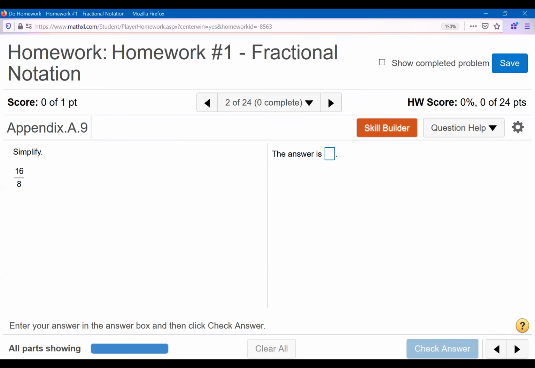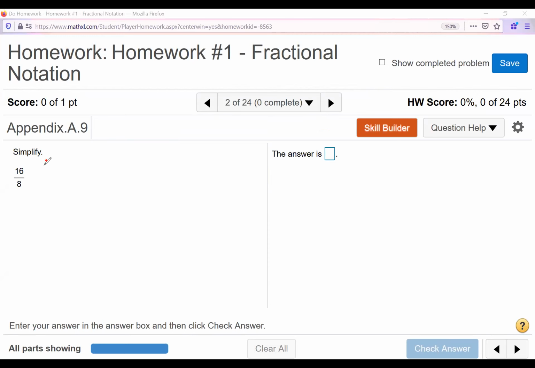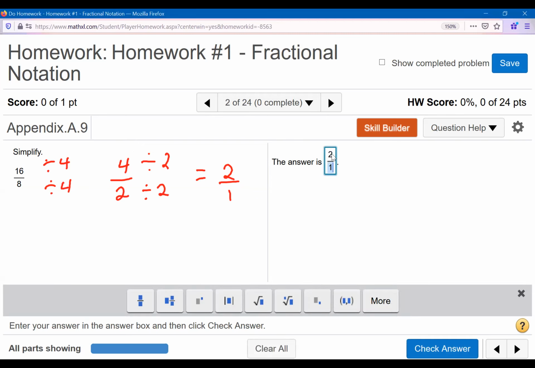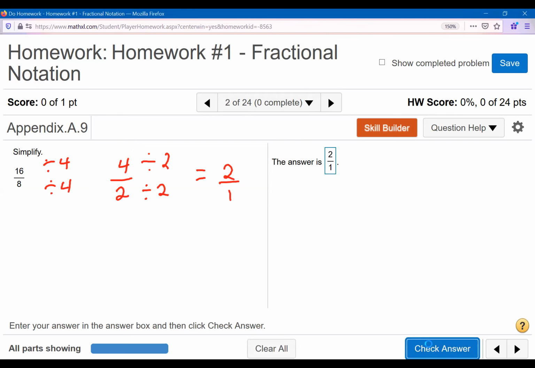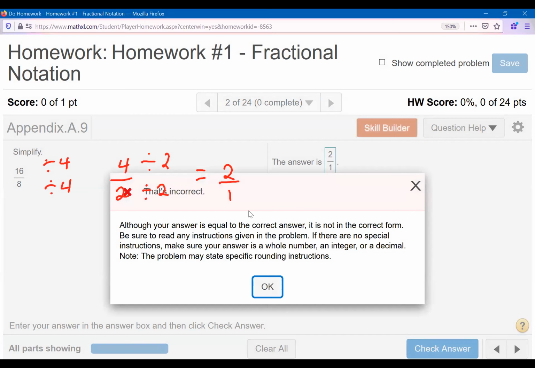Okay, so if I simplify this, I want to show you some things to look out for. Let's say I try to reduce by dividing by 4, let's say. And I would get 4 over 2. And then, let's reduce by 2 again. And then let's get 2 over 1. Here's what happens if I write 2 over 1. It's not going to give me credit, okay?